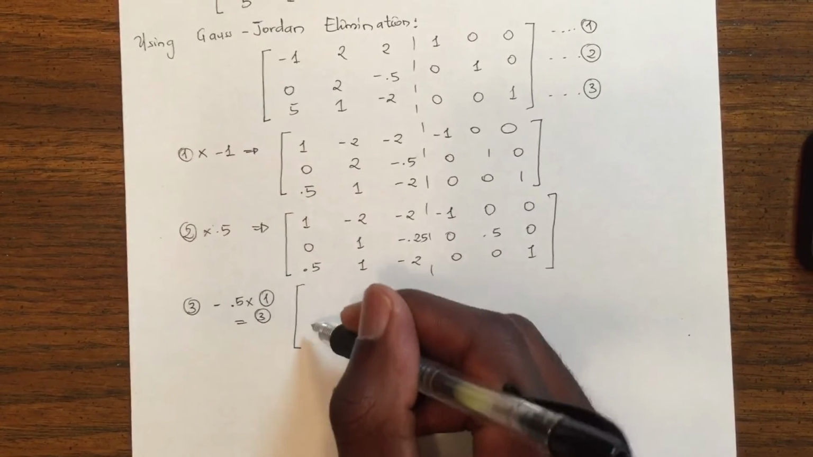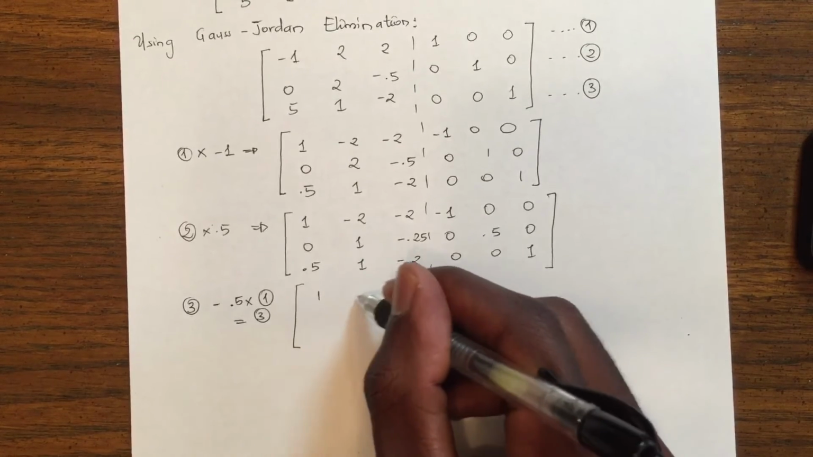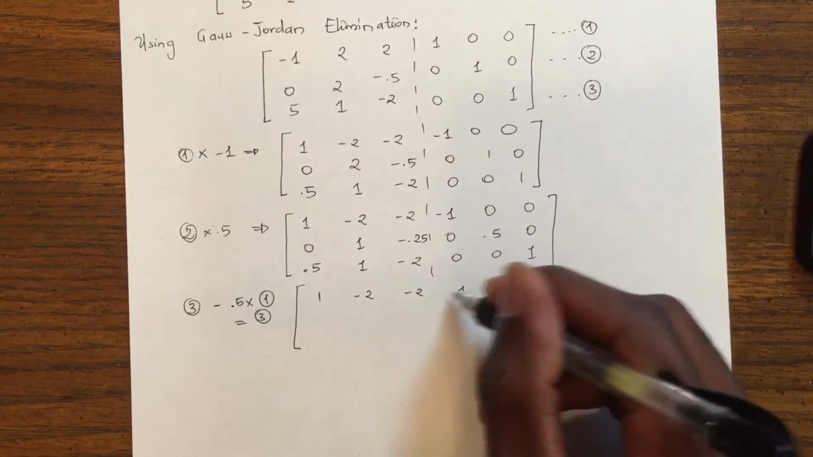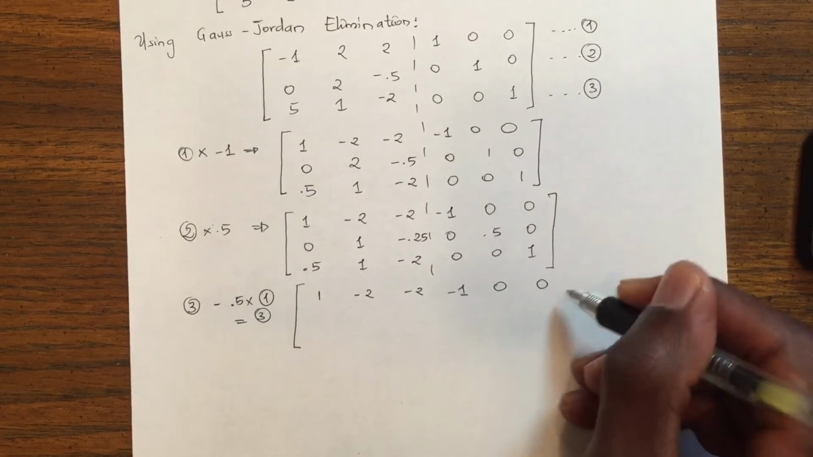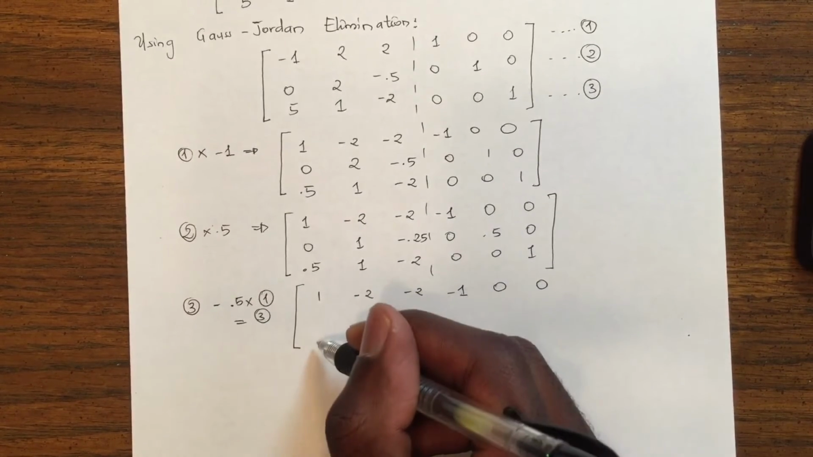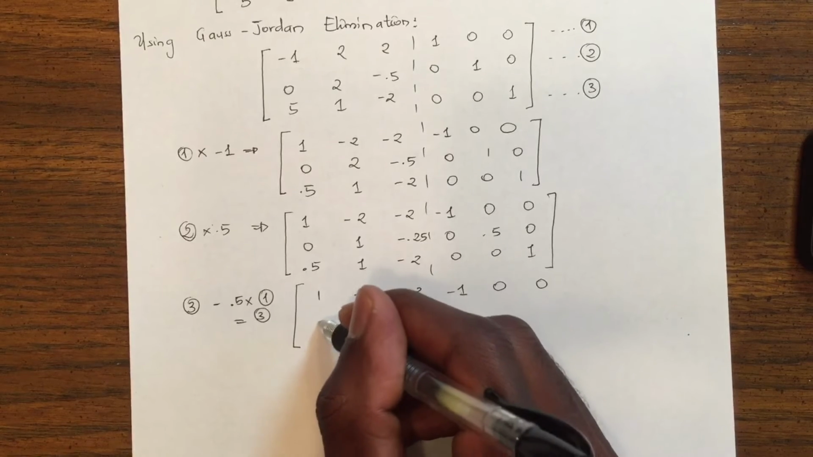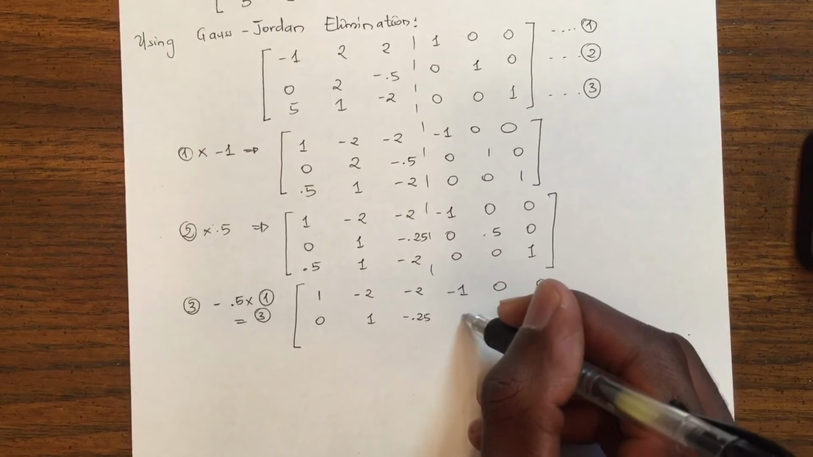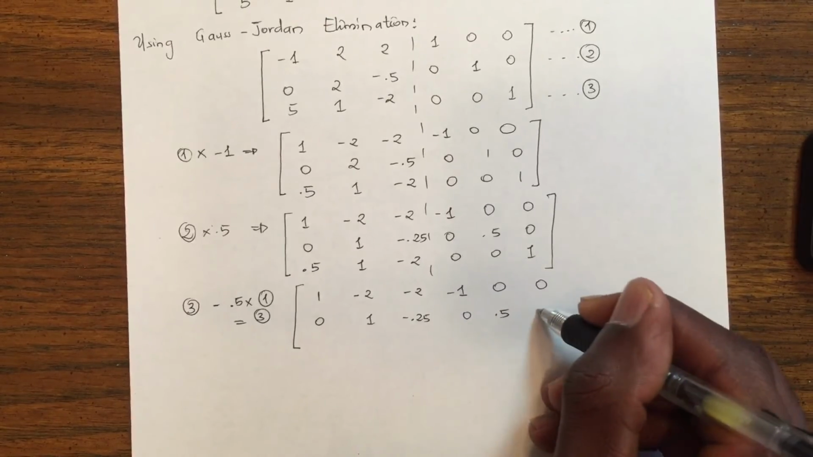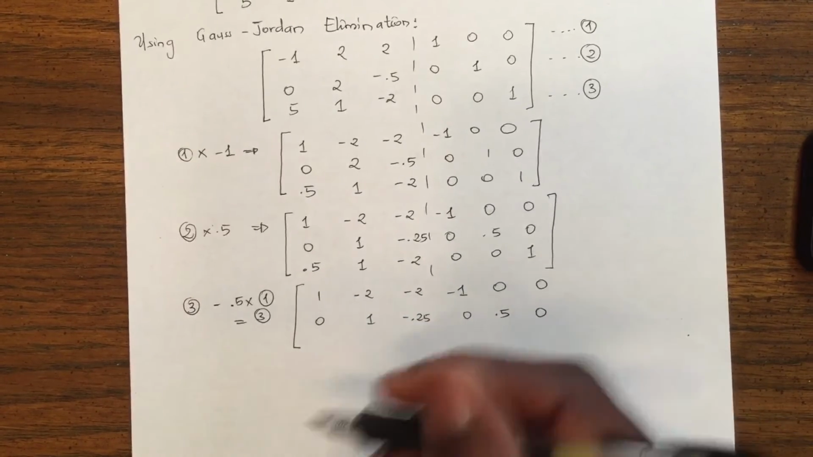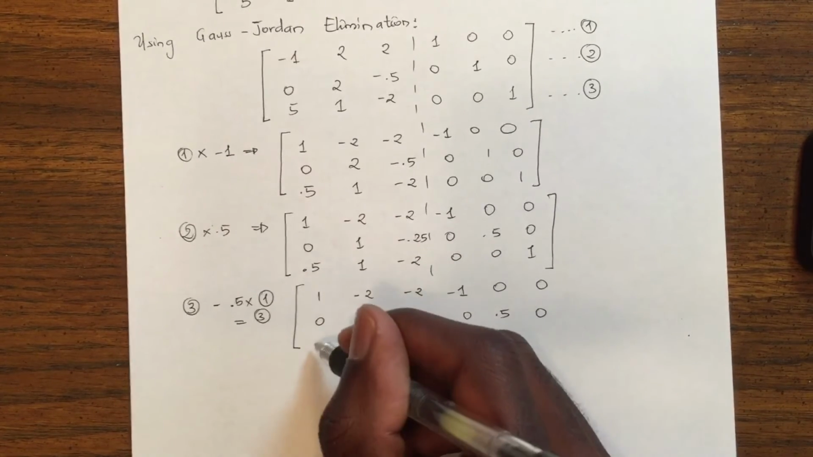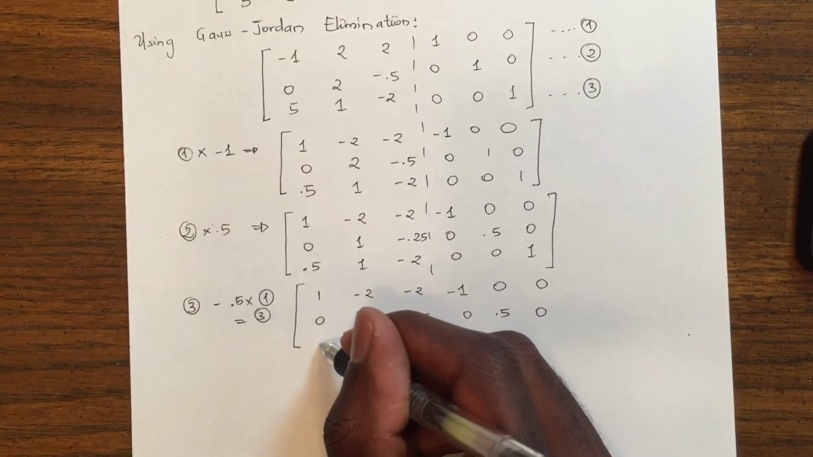All right, so we're going to get 1, -2, -2, -1, 0, 0. All right, 0, 1, -0.25, 0.5, 0. Forgive me for the small handwriting. When I'm doing math, I just start writing small. I'll try to make that bigger as we go on.